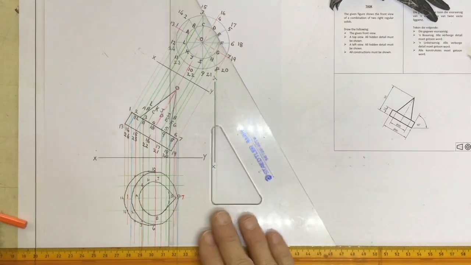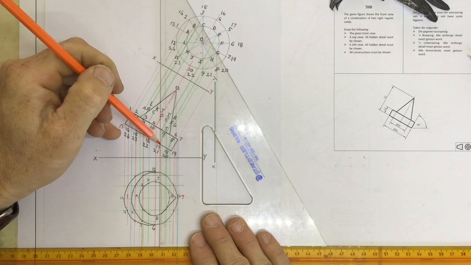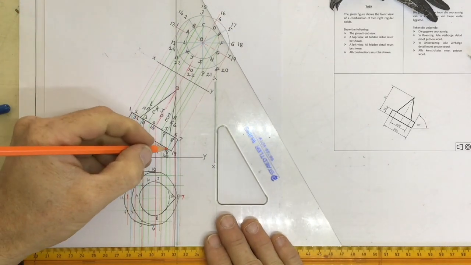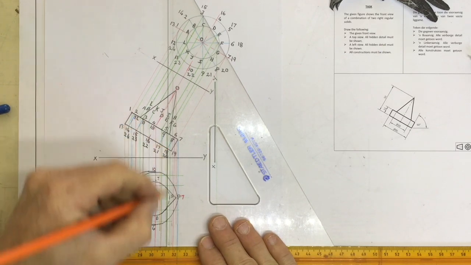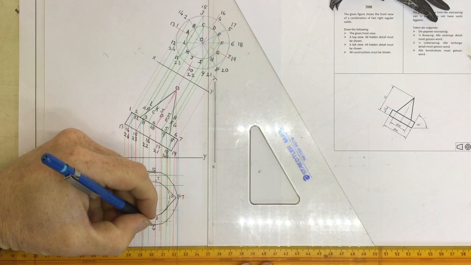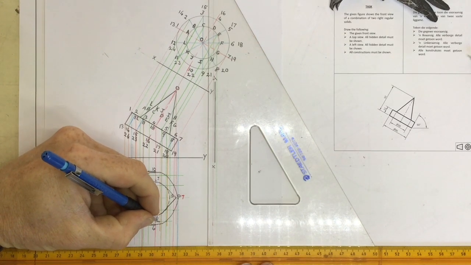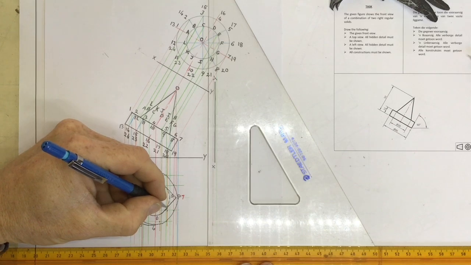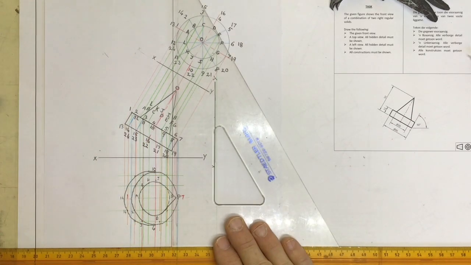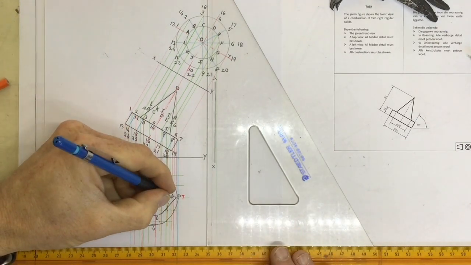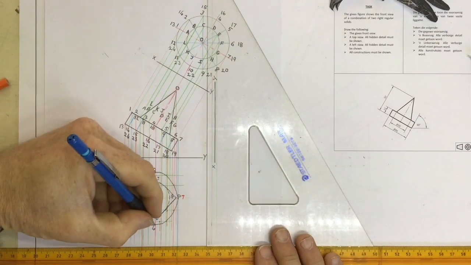I need to find these points over here. Drop a line down over here. Drop a line down over here. And I can find that point over there. I can find that point over there. I haven't drawn the line coming down over here yet. That point over there.